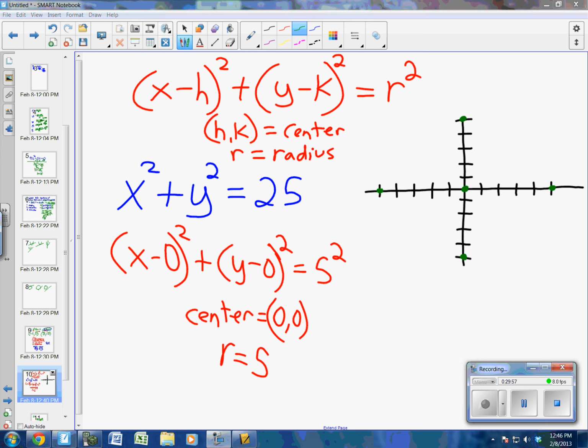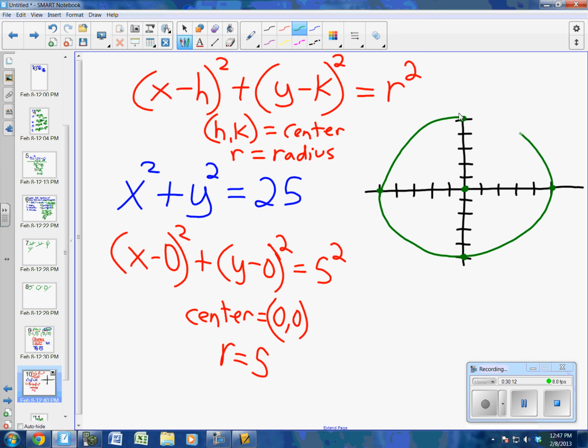Sam said. So, you guys, now that I have my radius, notice I counted up. I have my center, 0, 0. I put 5 on each place out here, and I'm going to draw this circle, or kind of try. Okay? There's kind of our circle right there.